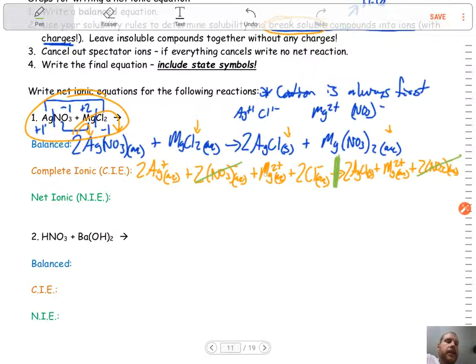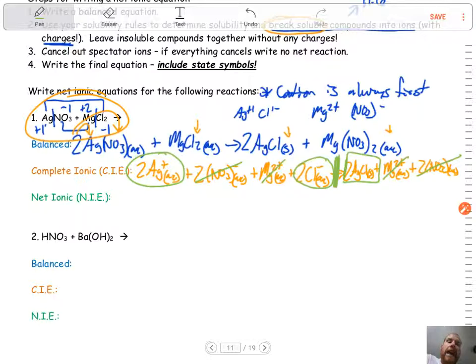Moving on to my next ion. Do I see Mg2 plus aqueous on the right? Yes, I do. Those get canceled out. Do I see 2 Cl minus aqueous over here? I do not. So if we take an inventory, this ion changed, this ion changed to form this guy.